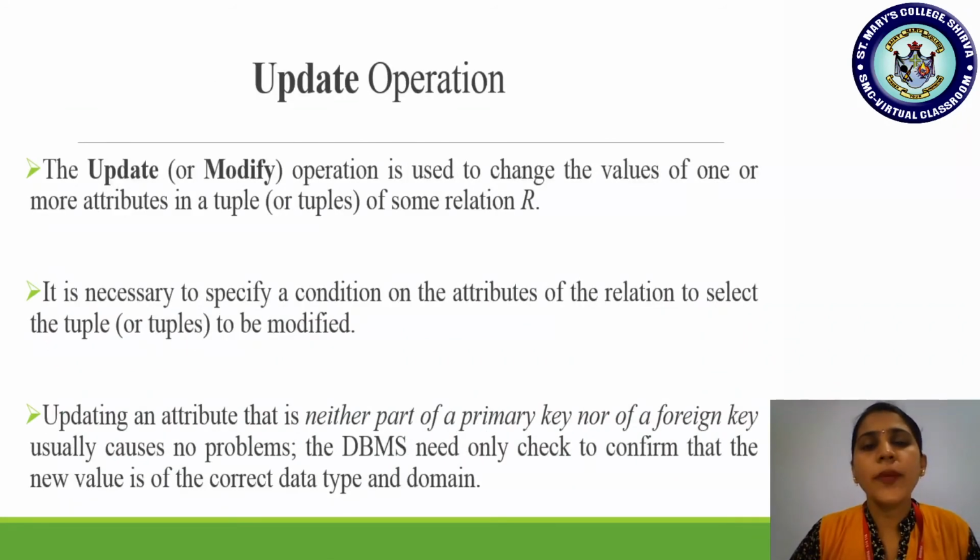Then the last operation is update. The update operation is used to change the values of one or more attributes in a tuple of some relation R. As I told you, if I want to change the employee address or the salary information, all such things can be done with the help of the update or modify operation. It is necessary to specify a condition on the attributes of the relation to select the tuple to be modified. So always a condition should be given as to which particular tuple has to be modified.